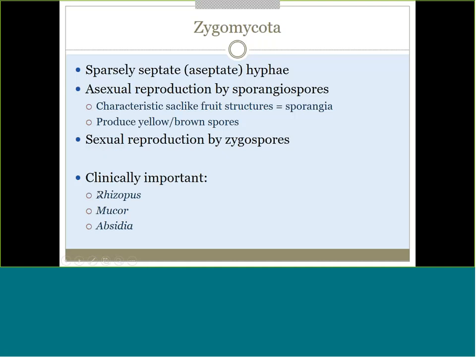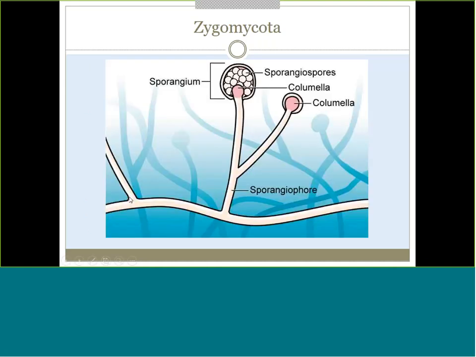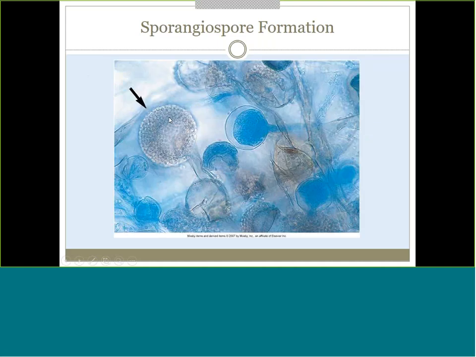There are three clinically important organisms within this family: Rhizopus, Mucor, and Absidia. These are the three that I need you to differentiate based on the rhizoids, those root-like rhizoid structures with each of these three. This is just showing a picture of that sporangia with the sporangiospores inside of it for asexual reproduction. Here is what it looks like under a microscope.